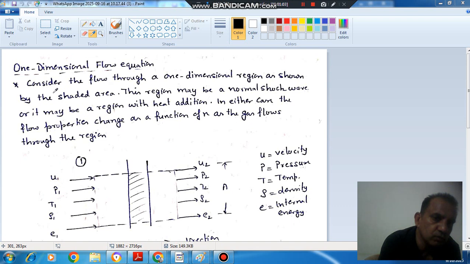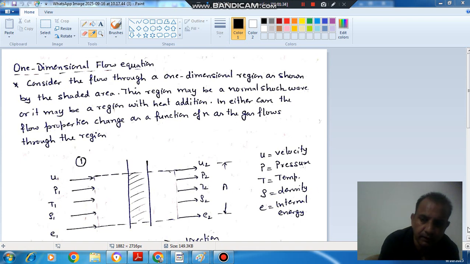Okay, so just reading this out. Consider the flow through a one-dimensional region. One-dimensional region means this area is constant by the shaded area. This region may be a normal shock wave or it may be a region with heat radiation. In either case, the flow property change as a function of x as the gas flows through the region.